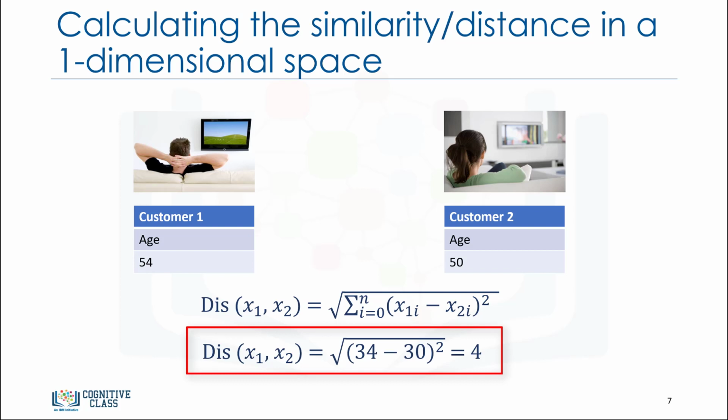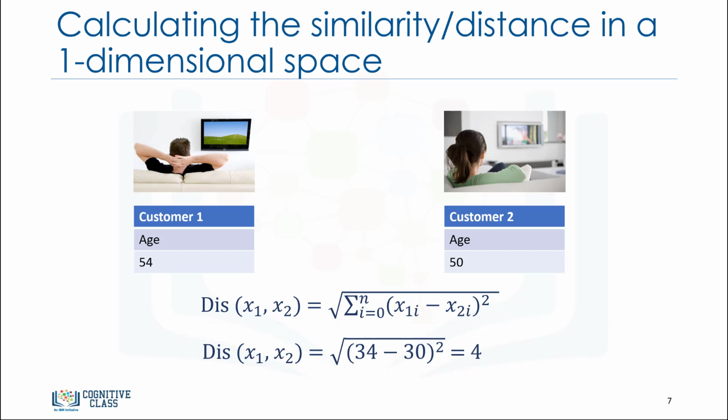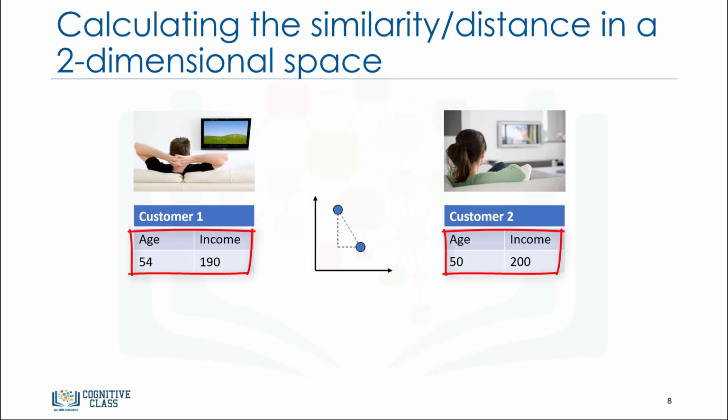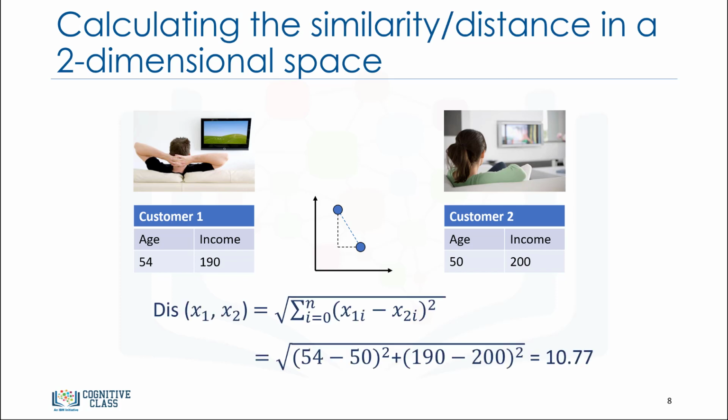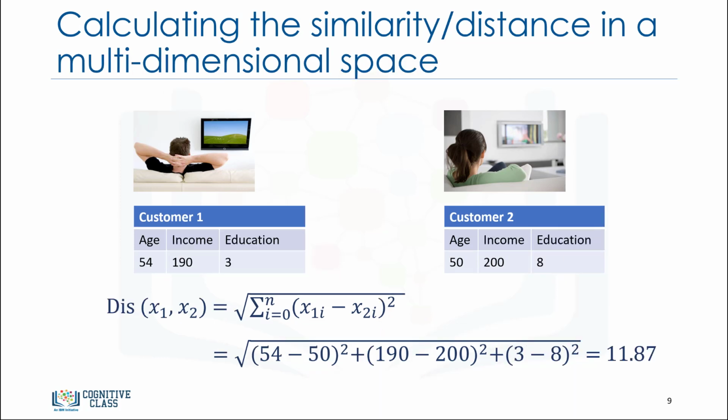Distance of x1 from x2 is root of 34 minus 30 to the power of 2, which is 4. What about if we have more than one feature, for example, age and income? If we have income and age for each customer, we can still use the same formula, but this time we're using it in a two-dimensional space. We can also use the same distance matrix for multi-dimensional vectors. Of course, we have to normalize our feature set to get the accurate dissimilarity measure.